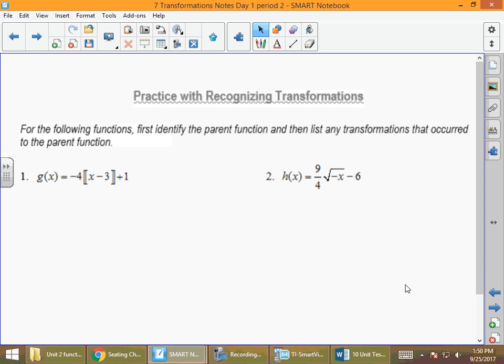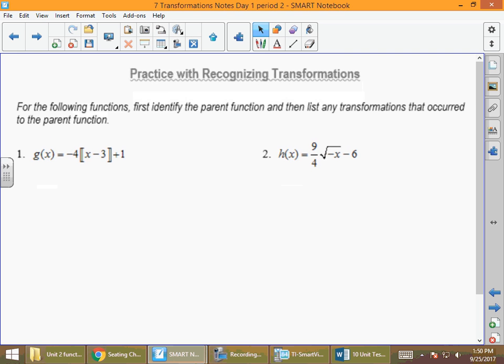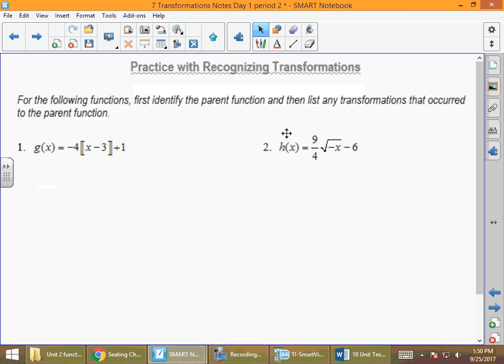Now that we've reviewed the different transformations, what we're going to look at is, can we identify the transformations in an equation form? And eventually where we're going is we are going to identify the transformations and graph the function. So it says first identify the parent function, and then we're going to list any transformations that occur.